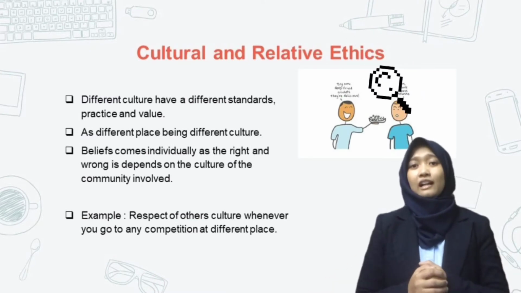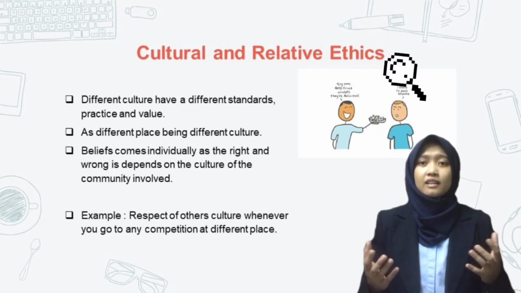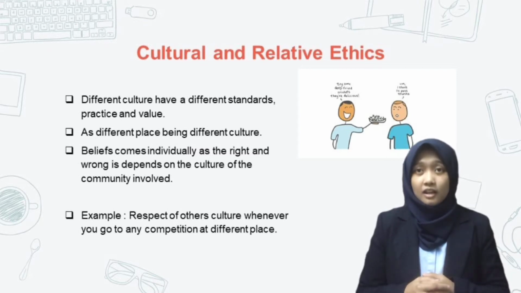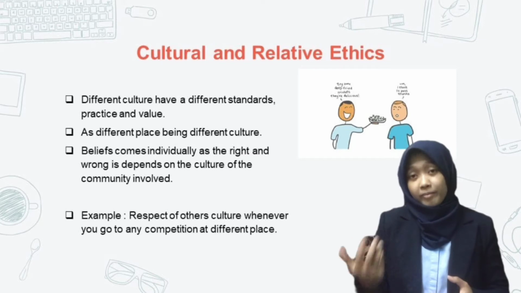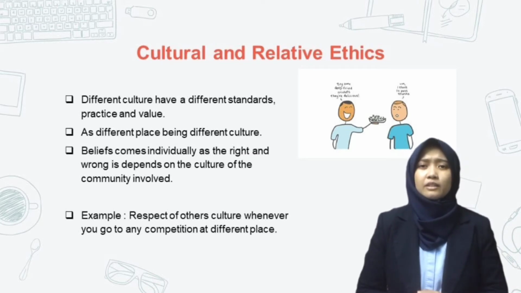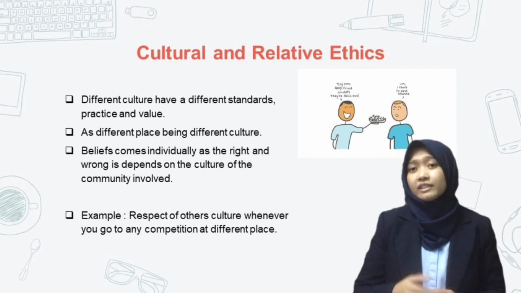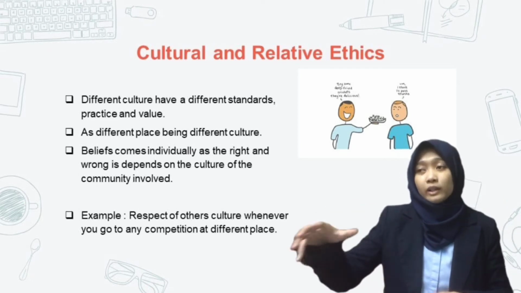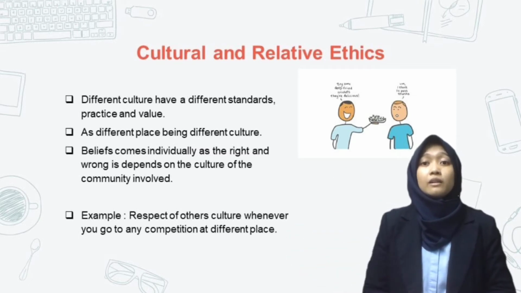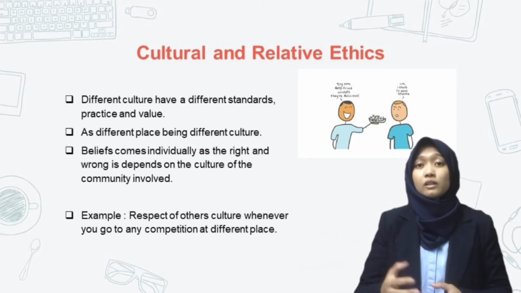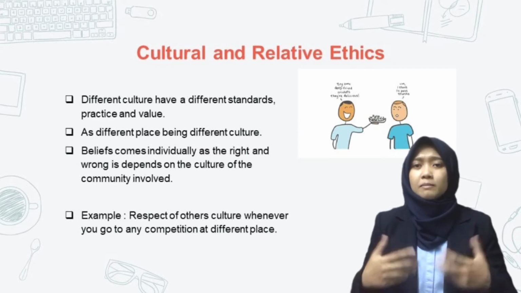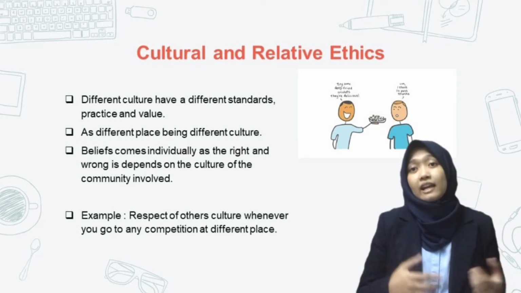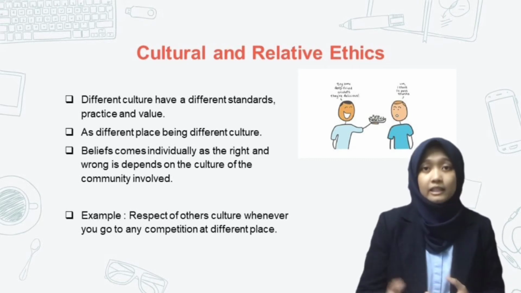The second obstacle is cultural and relative ethics. What does it mean? This means different cultures have different standards, practices and values. As we know, different places have different cultures. For example, in Sabah there's their own culture, and when you come to Sarawak they have their own culture, and in Peninsula they have their own culture. Let me add on. Belief comes individually, as right and wrong depend on the culture of the community involved.